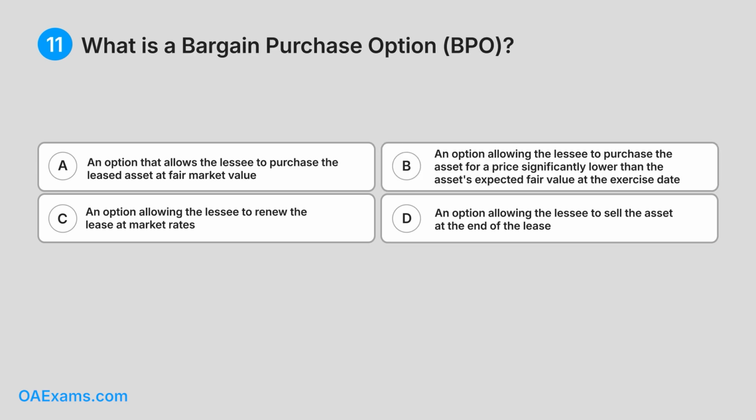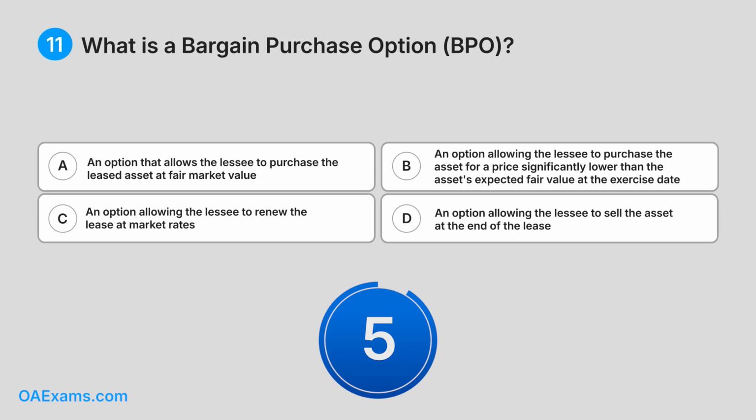11. What is a bargain purchase option? A. An option that allows the lessee to purchase the leased asset at fair market value. B. An option allowing the lessee to purchase the asset for a price significantly lower than the asset's expected fair value at the exercise date. C. An option allowing the lessee to renew the lease at market rates. D. An option allowing the lessee to sell the asset at the end of the lease. Do you know the answer?